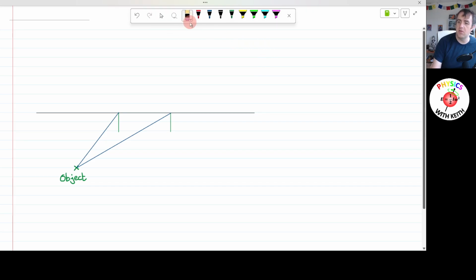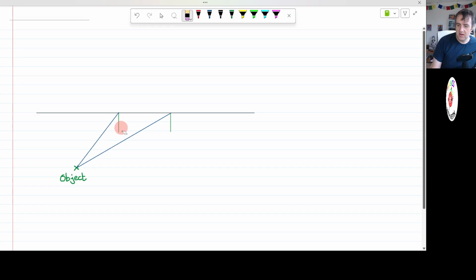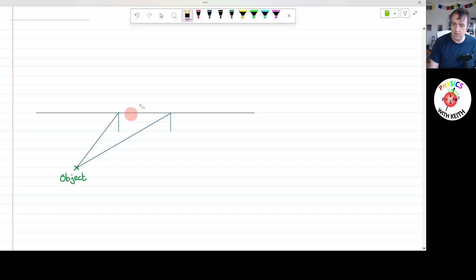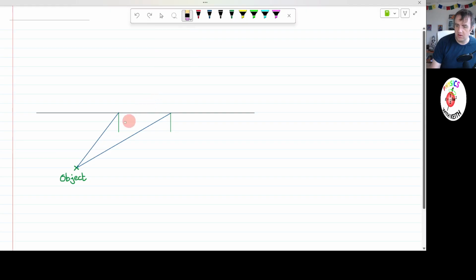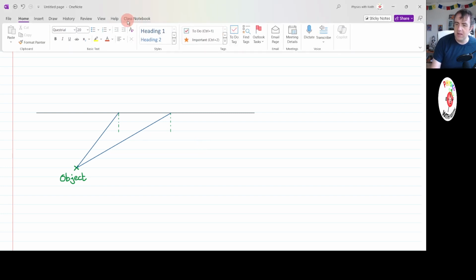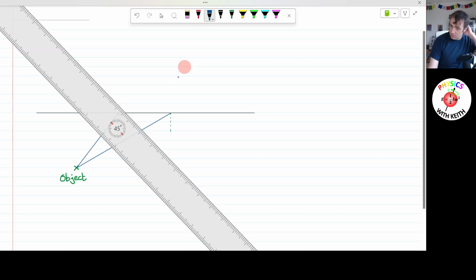Now, usually we would represent the normal as being a dotted line. So let us turn this into a dotted line, the age-old method of rubbing out part of the line. There we are. So those are the normals. Now, the angle of incidence is equal to the angle of reflection. So let me get a ruler out. Draw ruler. And let's get some angles measured.